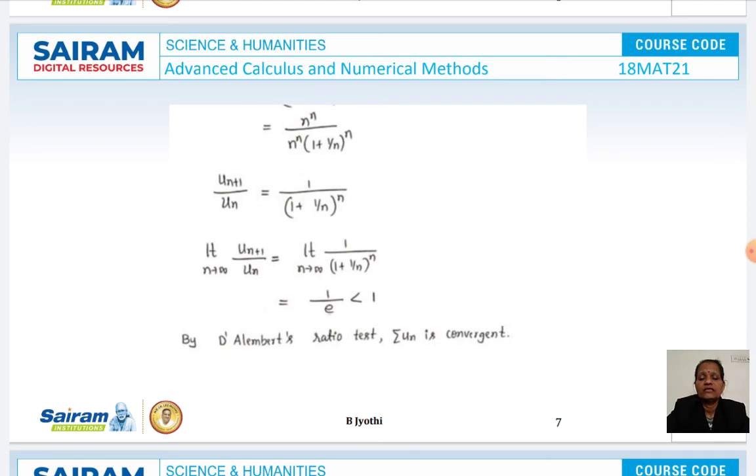Now take the limit as n tends to infinity. Limit of un plus 1 divided by un is equal to limit of 1 divided by 1 plus 1 by n to the power of n, which is equal to 1 divided by e, which is less than 1. By D'Alembert's ratio test, the summation un is said to be convergent. This is how we can test the results for the various problems.